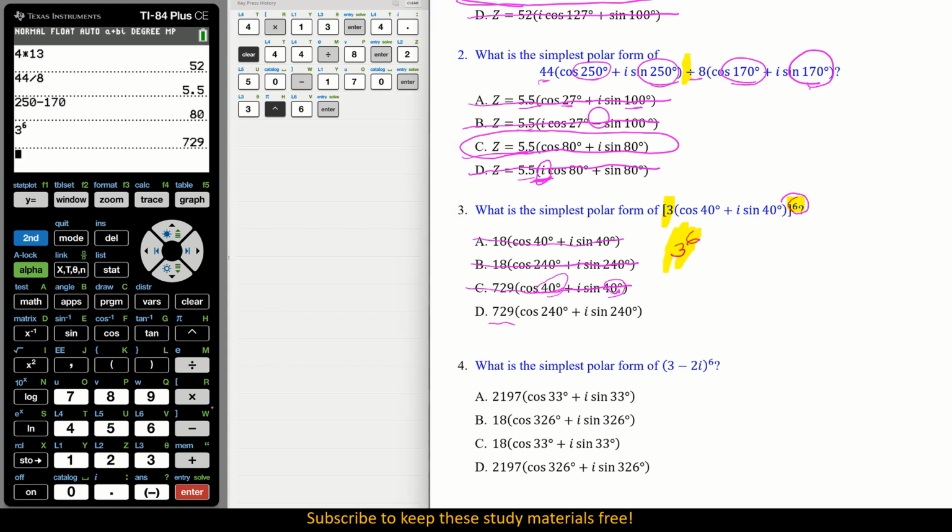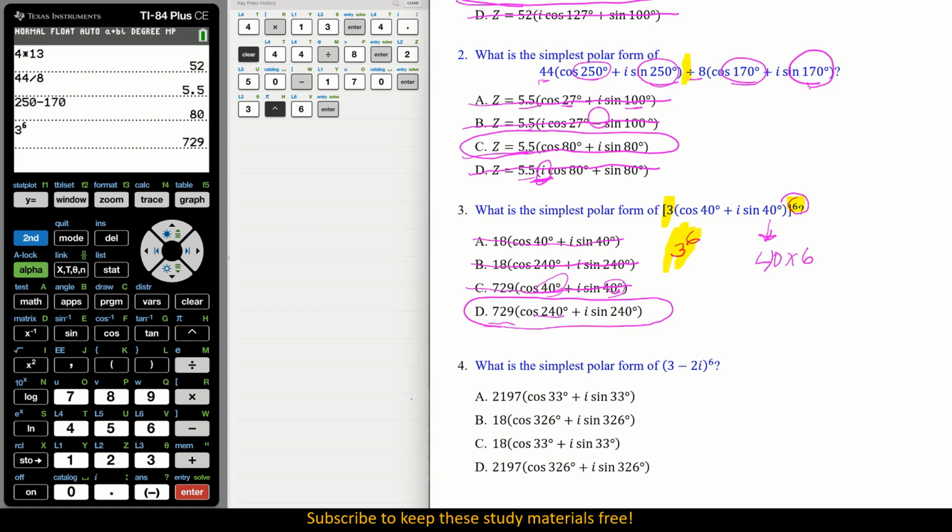So if we have R to the exponential, whatever that exponential is, we take our degree, 40, and we multiply. And that is 240. 40 times 6 is 240. So D is the correct option. What you need to see is the connection that if we have our R to an exponent, we need to multiply the degree. Okay.